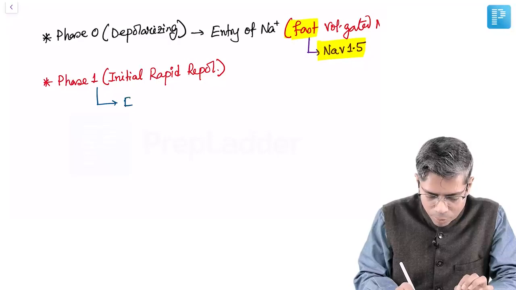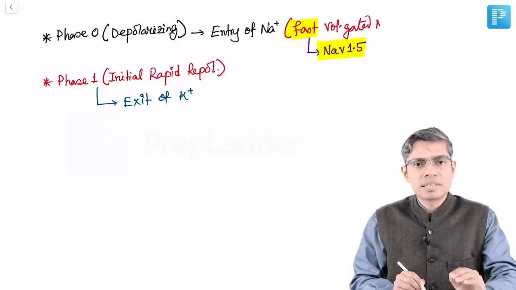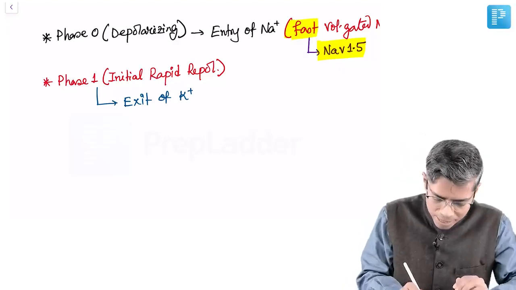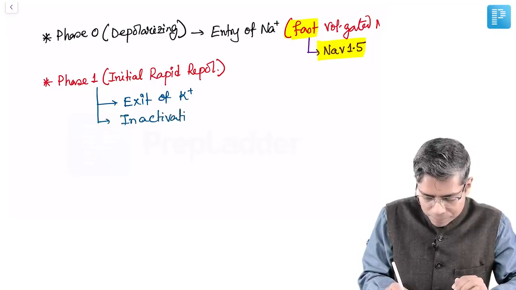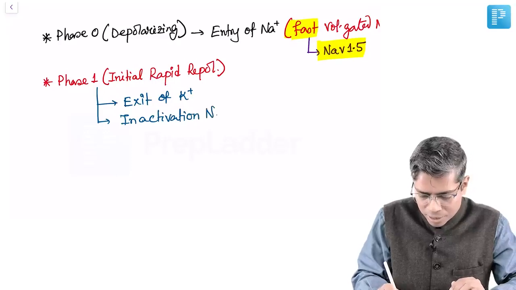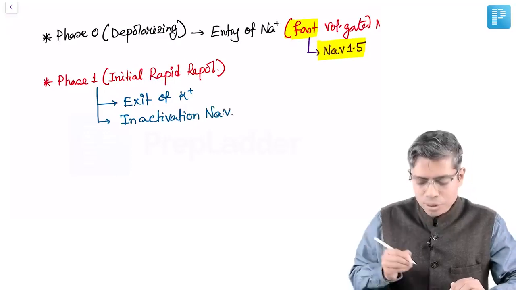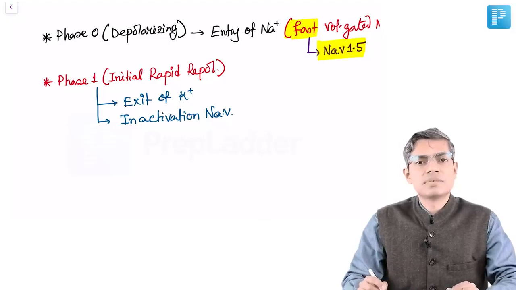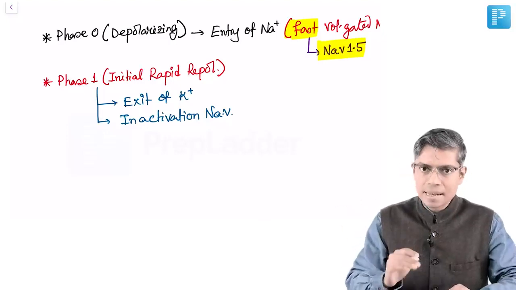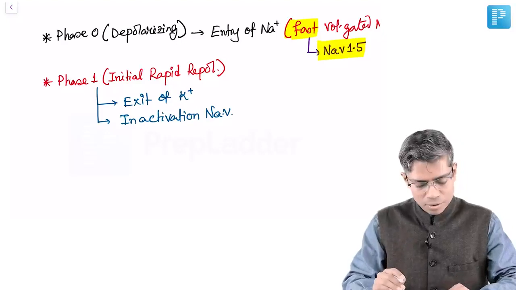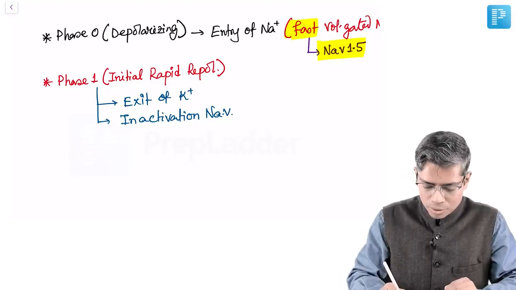First of all, the important thing is that there will be exit of potassium from the cell. So potassium efflux from the cell. Parallelly, there will be inactivation of the previously open voltage gated sodium channel, because I told you this voltage gated sodium channel is very fast in nature, opening and inactivation. So inactivation of the voltage gated sodium channel is also there, and exit of potassium is also there.